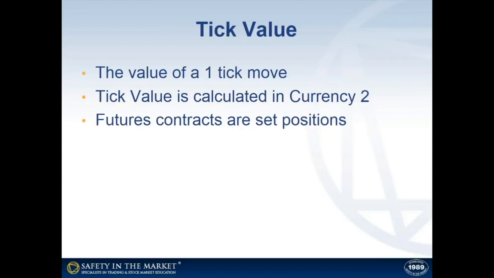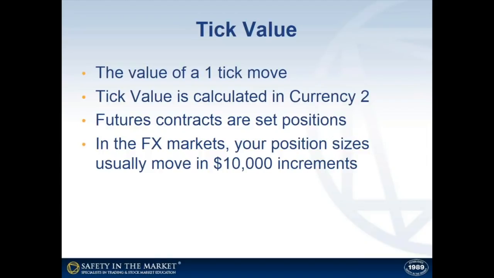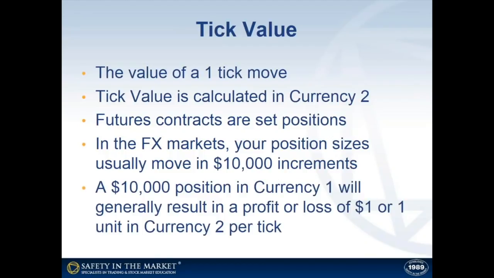If you're trading a futures contract, they're all set positions, and the tick value per contract will always be the same. So you can just look and it will tell you, one futures contract, the tick size is $6.25 per point or $12.50 per point, for example, and that's fine. In the FX markets, however, you can construct whatever position size you like, and it moves in $10,000 increments. As a general rule, a $10,000 position in currency number 1 is going to result in a profit or loss of $1 or 1 unit in currency number 2 per tick.